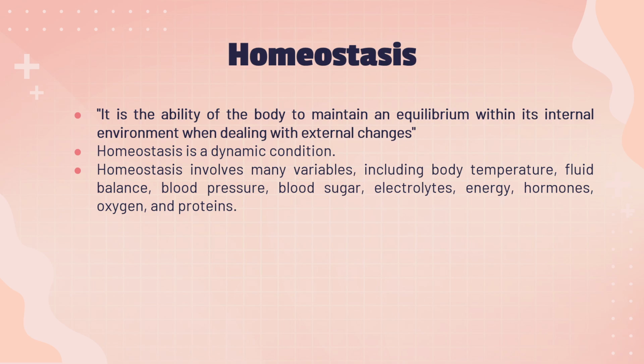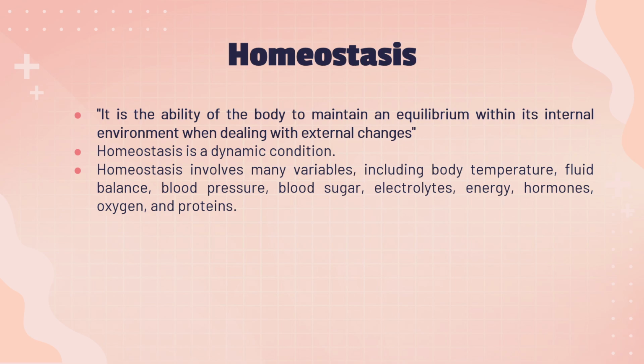Because the normal body temperature is 37 degrees Celsius, and the body needs 37 degrees Celsius for its survival, right? So the body needs to maintain its constant values, constant variables. So this homeostasis is important to maintain this equilibrium, this constant value in the body.